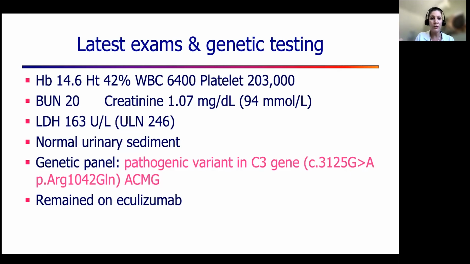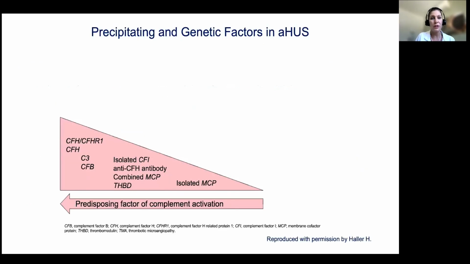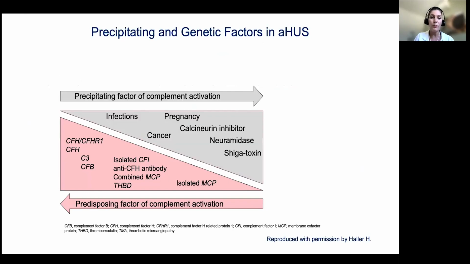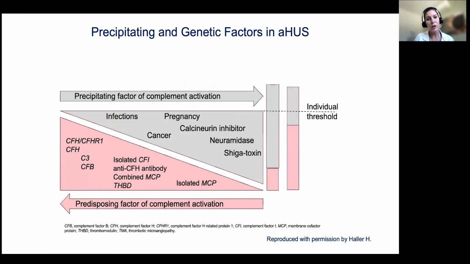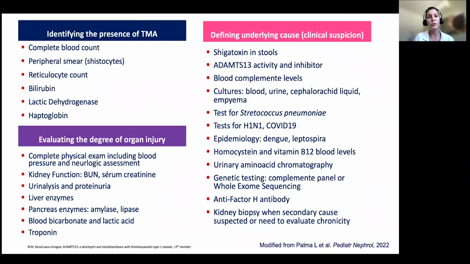So this is a concept for secondary causes of TMA. You may have a genetic background, on top of which there is a precipitating factor that can be a drug, an infection, or so on. And the combination of these two factors may be higher than the individual threshold, and this patient will present with a TMA. This is also valid for other diseases that we have seen that mix genetic background with environmental disease.